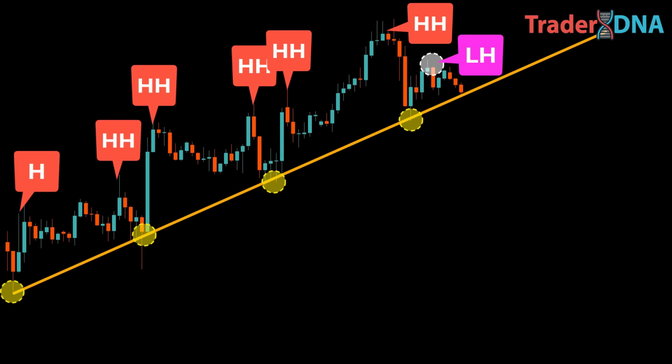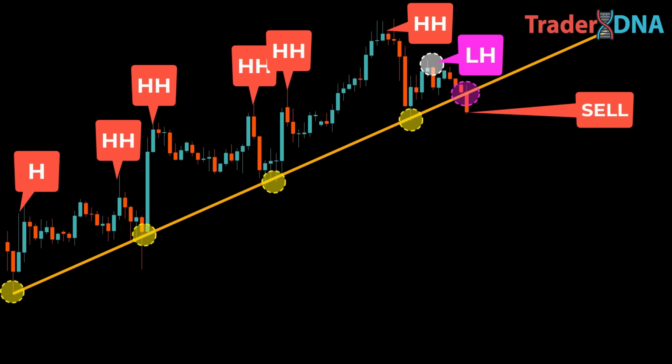But that's not all. Right after that lower high forms, price breaks down through the trend line, which further confirms a potential trend reversal. That's a major red flag, and it opens up a high probability opportunity to switch gears and look for a sell position.